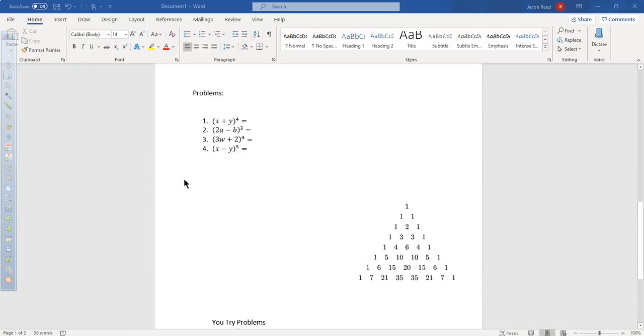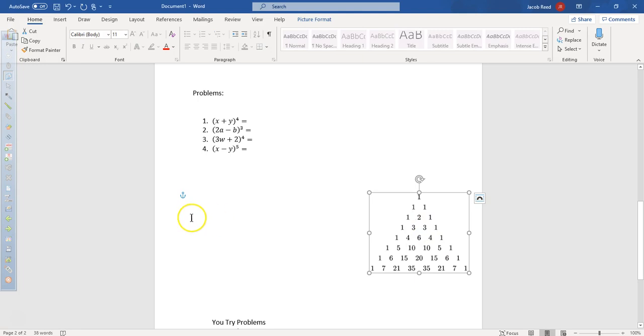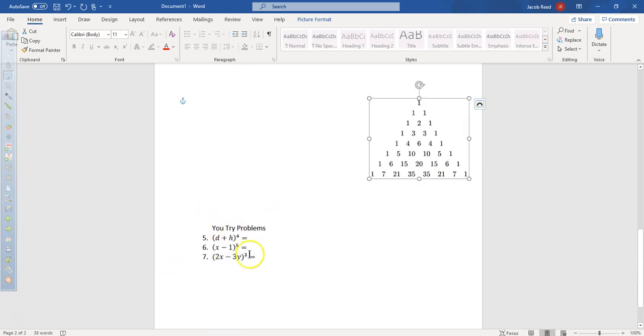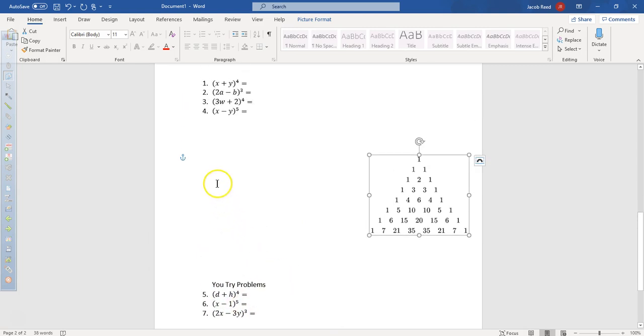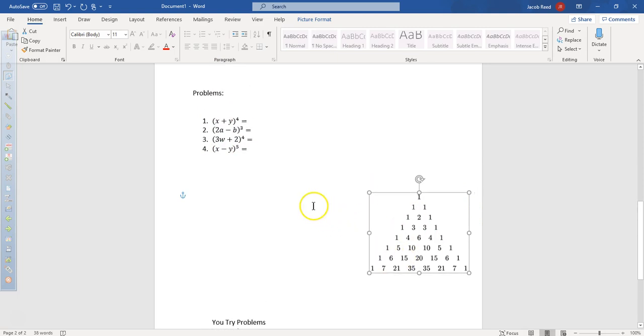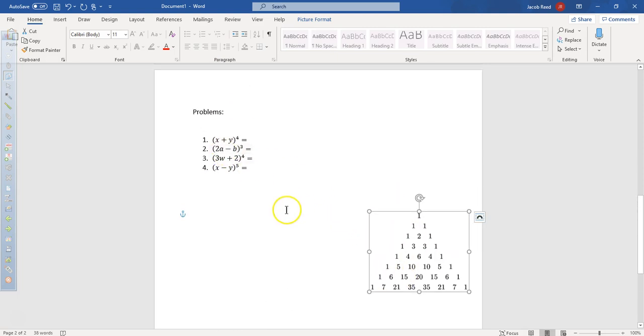So I've got some problems, and I've put a little Pascal's Triangle here as a reference, so that we don't have to keep drawing it every single time. And then I've also got some "you try" problems down here at the bottom. Notice that on my problems, I don't go anything higher than the 5th power. Because I think that once you do enough of these, it won't matter what the power is, you'll be able to do it regardless. So I'm going to start with number 1.